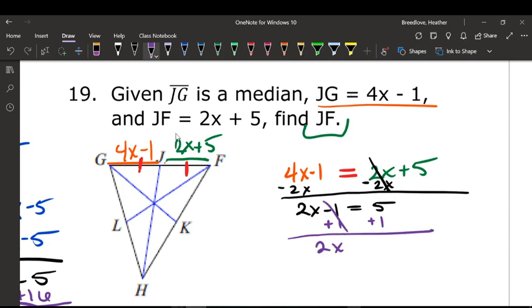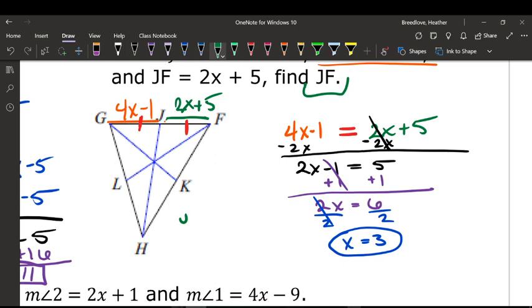So 2x equals 6. And now I can divide by 2. And x equals 3. But this problem doesn't say to find x. It says to find JF. And JF is what I marked as 2x plus 5.